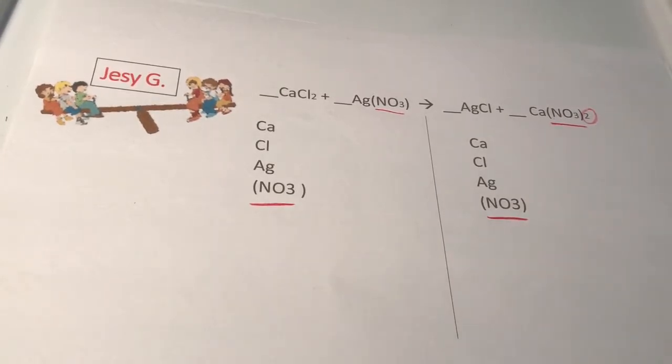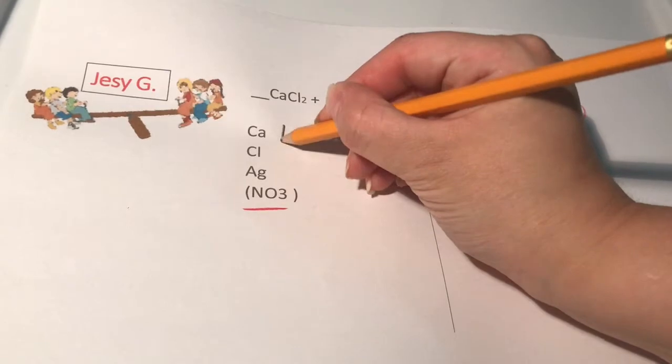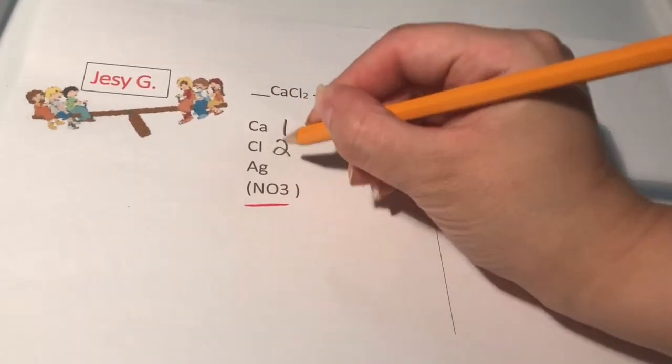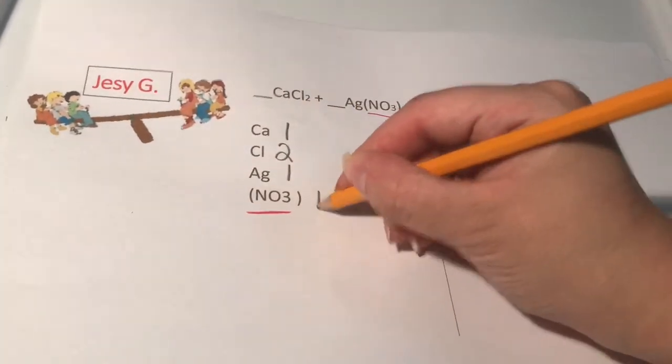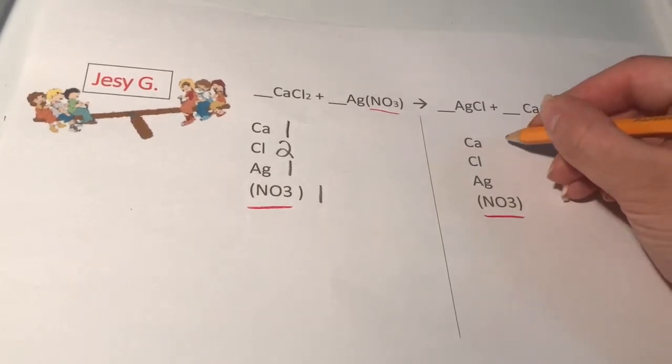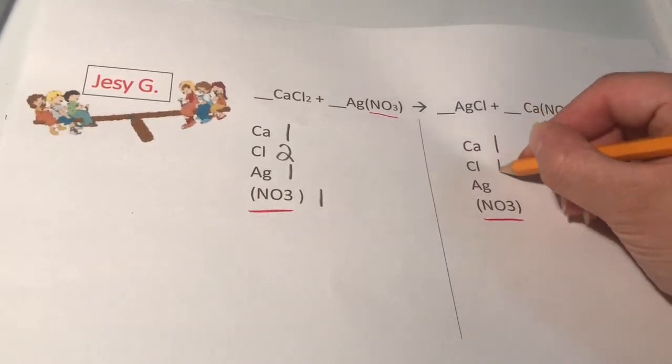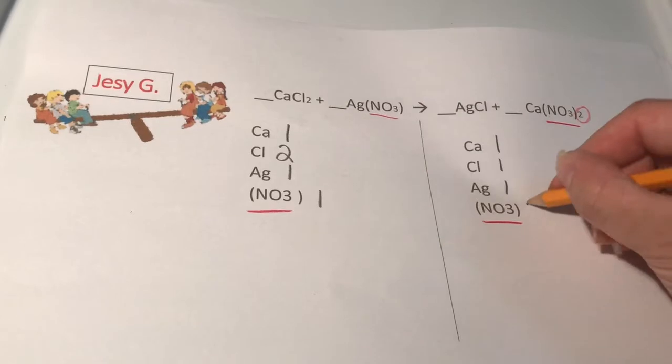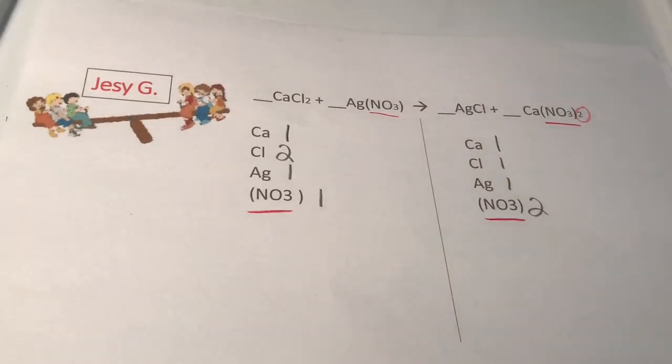So we have that noted down there, and we can go ahead and start counting down when we have the ions in there. This side there's 1 calcium, 1 chlorine, and 1 nitrate. This side we have 1 calcium as well, 1 chlorine, 1 silver, and 2 nitrate ions. So let's go ahead and start with the left side.